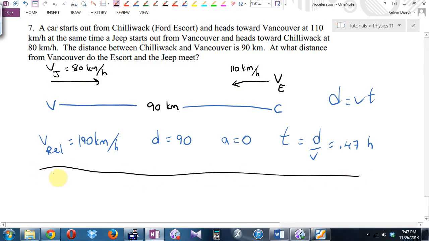So let's calculate the distance of the Jeep. That's going to be Vt plus a half a. Oh, A is 0? Vt. Which V? The Jeep's actual velocity now. What's the Jeep's actual velocity?